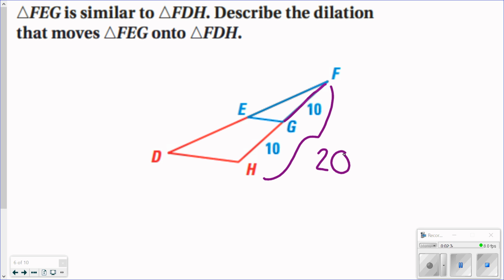So if we go from the blue triangle to the red triangle, is that triangle getting bigger or smaller? Well, the blue triangle is getting larger to become the red triangle. Since it's becoming larger, we know that our scale factor needs to be greater than 1. So if I take 20, which is the side of the red triangle, divide it by 10, which is the side of the blue triangle, I end up getting 2. So 2 then is my scale factor.